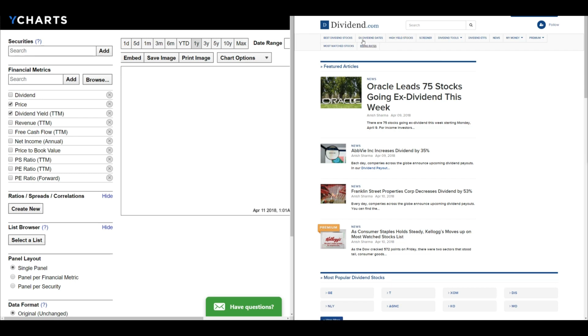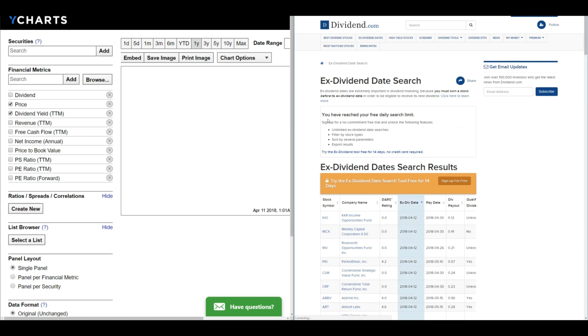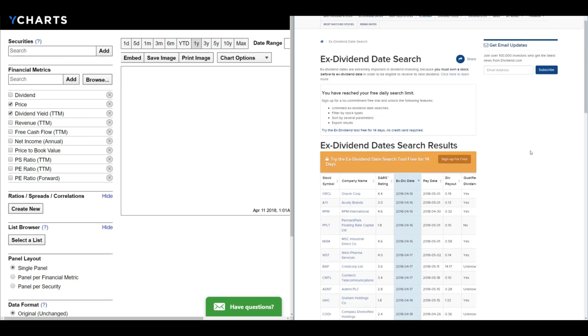But we're going to be checking out ex-dividends coming up next week. So on dividend.com, we want to go to ex-dividend dates. From here, there are normally some search results that you can adjust. If you've used too many searches, you can use another browser, and I believe that kind of clears it up. So I'm going to go ahead and flip over here.